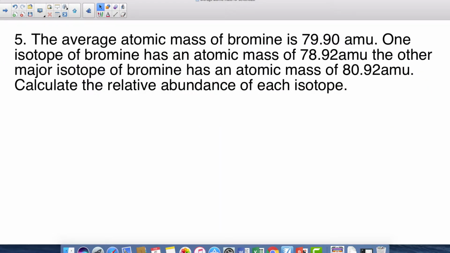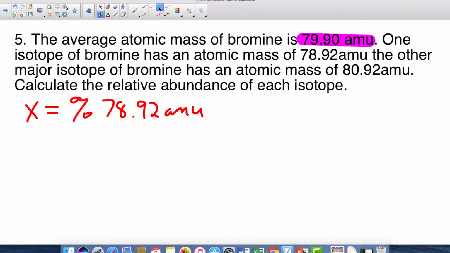The last problem is a little bit different. It doesn't give you the percent abundance of each isotope and ask you to find the average atomic mass. This one reverses the situation. It's giving you the average atomic mass. It wants you to find the percentage of each one. To solve this, we're going to let X equal the percent of the isotope that is 78.92 AMUs. And we'll let Y represent the percentage of the other isotope, 80.92 AMUs.